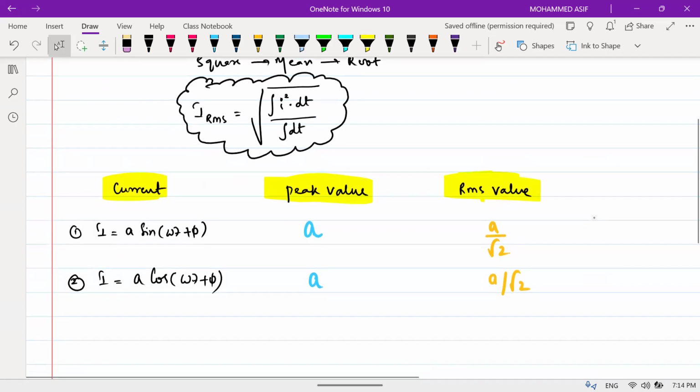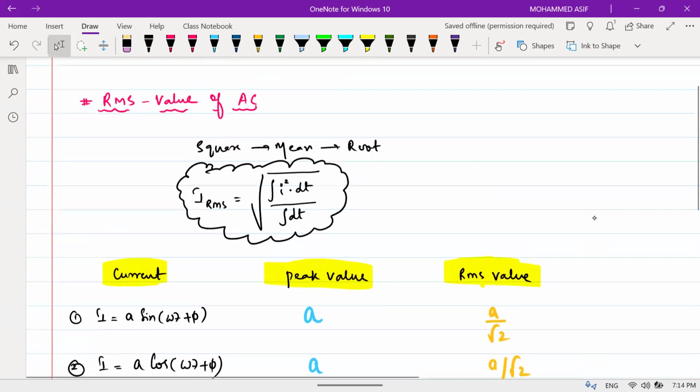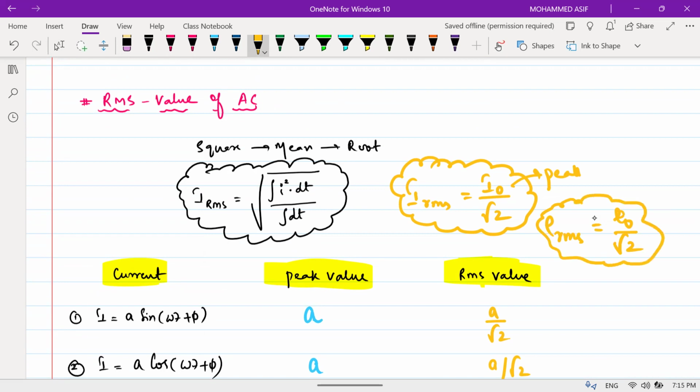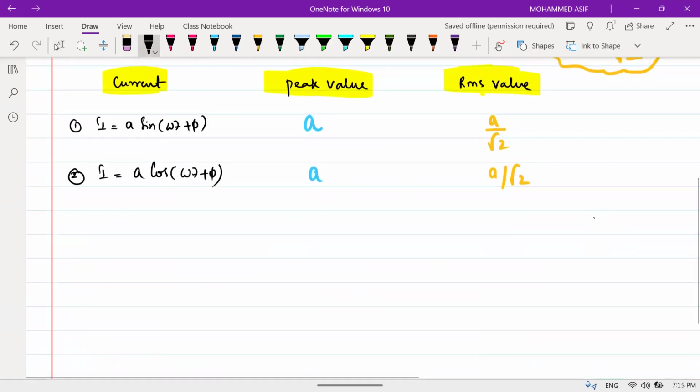IRMS formula: IRMS is equal to the peak value divided by root 2. I naught is the peak value of your current. If I'm writing ERMS, ERMS will be equal to E naught divided by root 2. E naught is nothing but the peak value of your EMF. Clear? Sure. The next one.